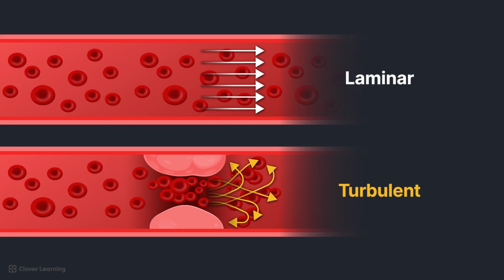Blood may also flow in different patterns, either laminar or turbulent, dependent upon vessel structures. Laminar flow occurs when blood moves in smooth, parallel layers. Turbulent flow occurs when the blood velocity increases to the point that the layers no longer flow in parallel, but instead become disordered.